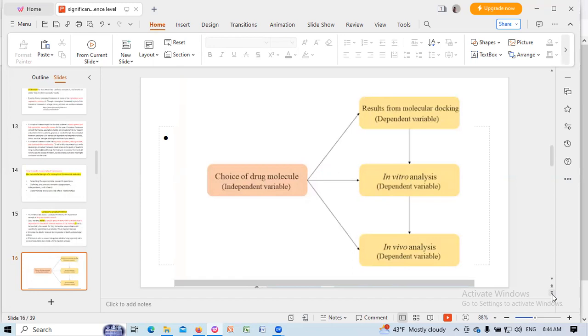Choice of drug molecule: independent variable. Results from the molecular docking: dependent variable. In vitro analysis: dependent variable. In vivo analysis: dependent variable.